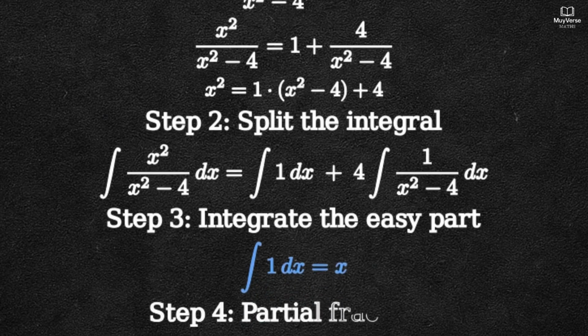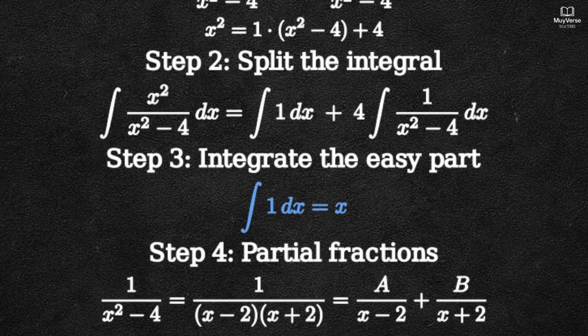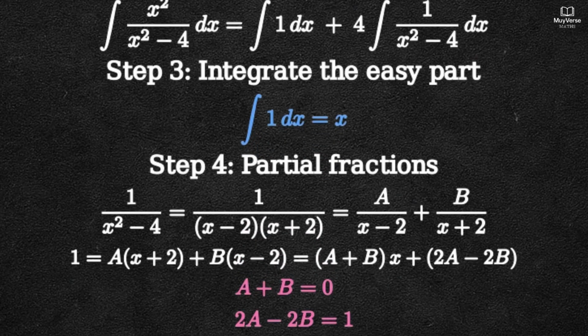Step 4. Partial fractions. We write 1 over x squared minus 4 as 1 over (x minus 2)(x plus 2). Set it equal to A over x minus 2 plus B over x plus 2. Clear denominators to get 1 equals A times (x plus 2) plus B times (x minus 2). Equate coefficients to obtain the system: A plus B equals 0 and 2A minus 2B equals 1.